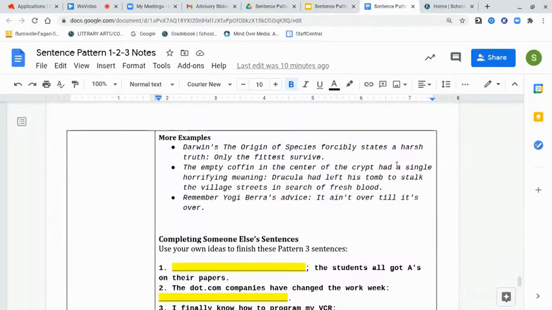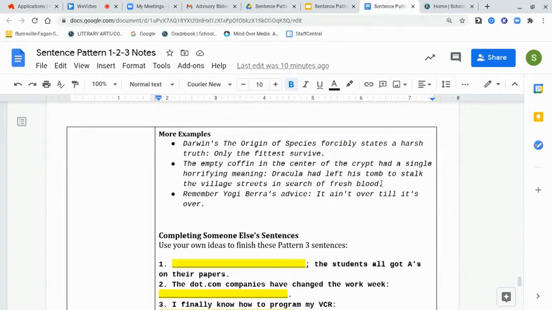So, some additional examples here for your notes. Darwin's The Origin of Species forcibly states a harsh truth: only the fittest survive. I made one error here in doing this. Since everything's italicized, let's underline the title of the book. Only the fittest survive. So, forcibly states a harsh truth. What is that truth? We don't know what that truth is. So, colon, only the fittest survive. We better make that lowercase as well. So the first sentence is general, and the second sentence clarifies it or gives an example of it. Again, these are not examples of 1, 2, and 3. These are just examples of 3.